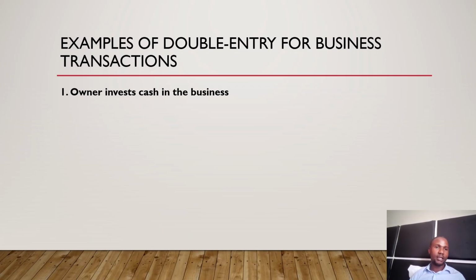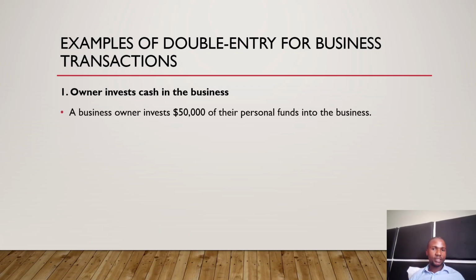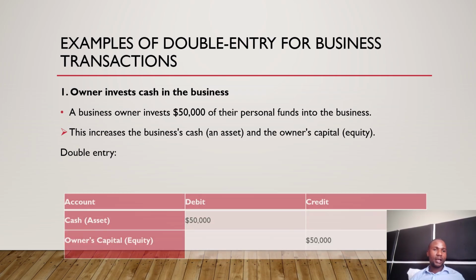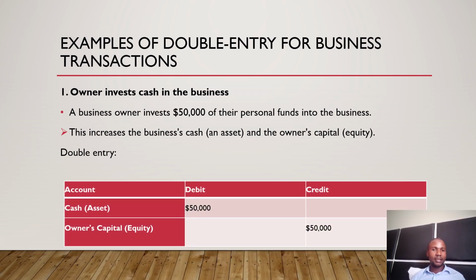Let's now look at some examples of double entry for business transactions. We're going to look at a few, and then later on you can look at as many examples as possible. The first one: the owner invests cash in the business. A business owner invests 50,000 from their personal funds into the business. This will increase the business cash, which is an asset account, and the owner's capital account. What would be the double entry? According to the rules, an increase in an asset account is a debit entry. That's why we're debiting the cash account here. And an increase in the capital account is a credit entry.